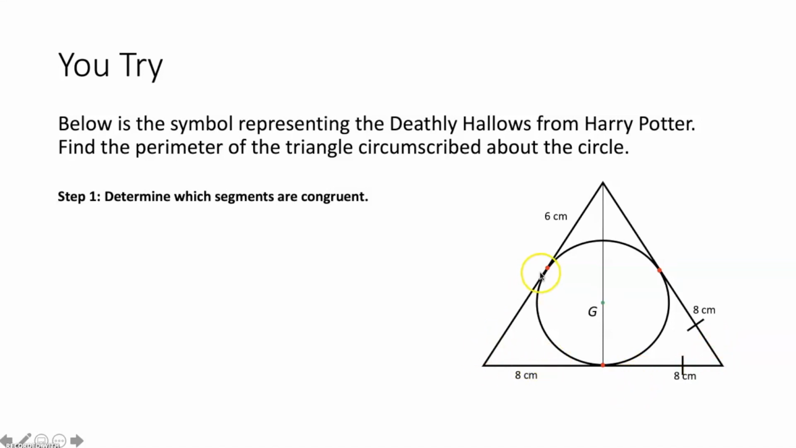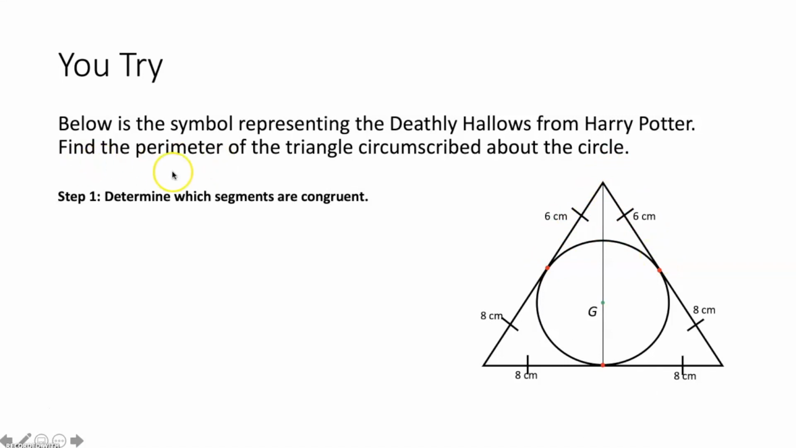Same thing over here. We have two segments that are tangent to circle G from a point outside the circle. Therefore, these two segments must be congruent to each other. So if this segment is 8 centimeters, this segment must also be 8 centimeters. Same thing up here. We have two segments that are tangent to circle G from a point outside the circle. Therefore, those two segments must be congruent to each other. Therefore, their measures must be equal.